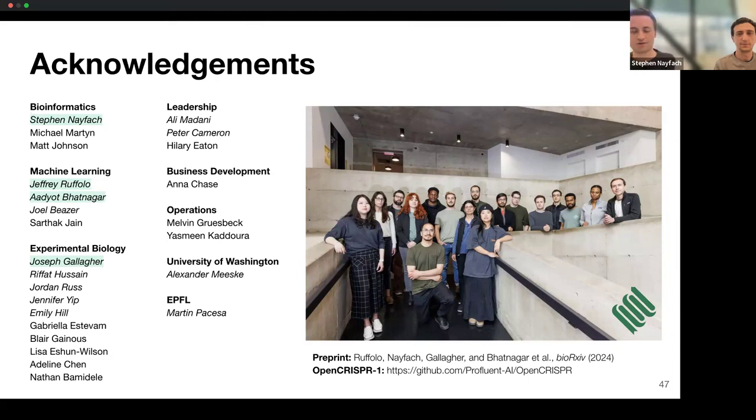The preprint is available on bioRxiv if you want to read more. We've also released OpenCRISPR-1 on GitHub, so you can check out the sequence there if you're interested. Thank you.